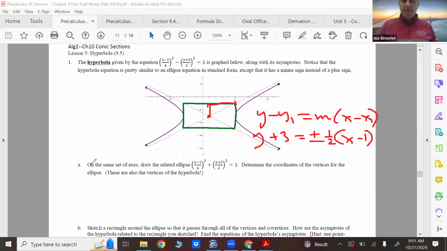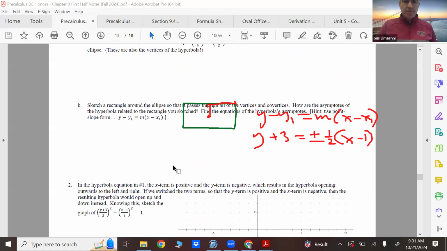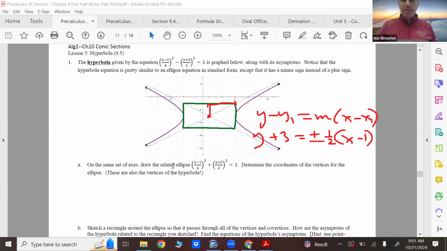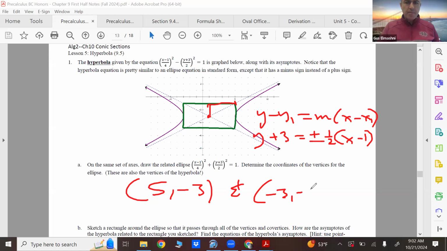I think I've already done part B for you guys. So part B is done. Sorry I kind of went out of order, but I just did part B. For part A, they're asking to determine the coordinates of the vertices. That's easy, just look at it: (5, -3) and (-3, -3). All's good there.